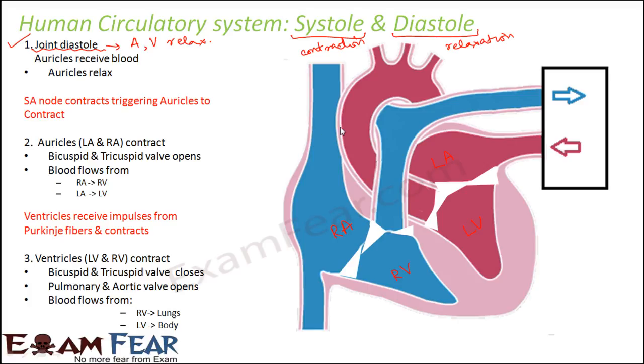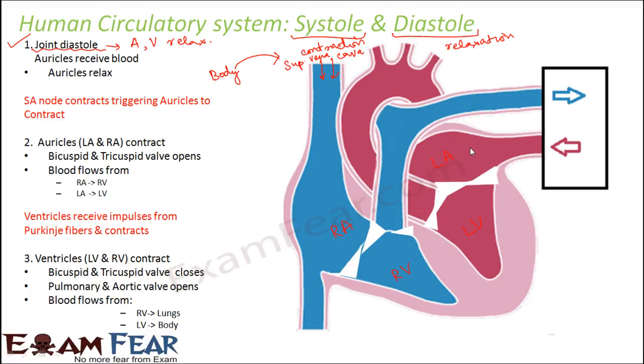From where? If you talk about the right auricle, it is going to receive blood from the superior vena cava. You remember we talked about the veins. Veins carry deoxygenated blood. There are capillaries which join together to form venules, venules join together to form veins, and veins join together to form vena cava. So this vena cava carries the deoxygenated blood from different parts of the body to the right auricle.